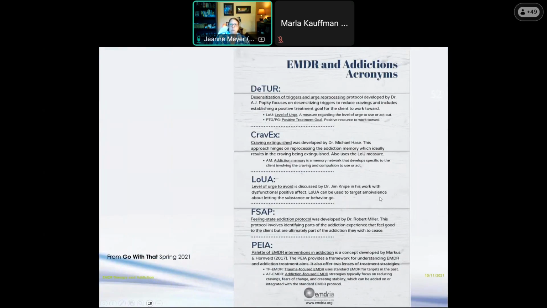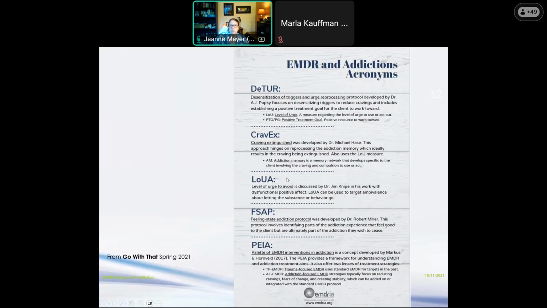Okay. So EMDR International, which is the national organization, has printed this flyer on acronyms. DeTUR is one of the protocols. CRAVINGS is another. Now, for this level of urge, there are several different protocols that address it. Dr. Jim Knipe talks about the level of urge to avoid, and he's talking about avoiding intense, unbearable feelings. We also use just level of urge, like craving level, as a measurement.